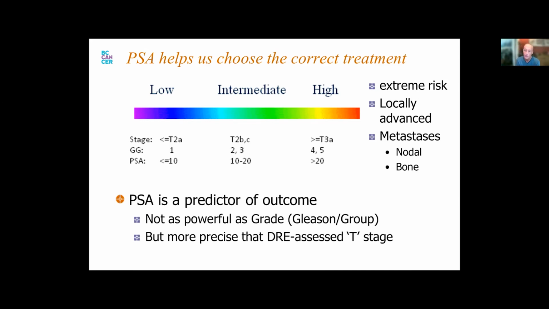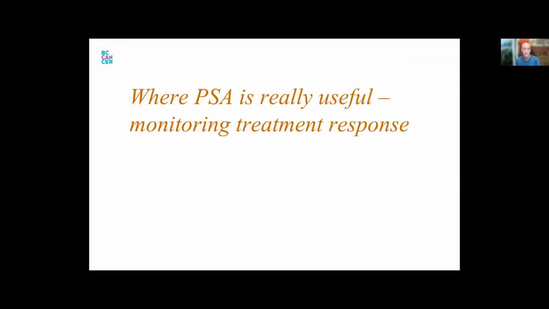It's also a predictor of outcome. It's not as accurate as the grade, which is the most important of the prognostic factors, the Gleason grade, or the group grade as it's now called. And it is better than the digital rectal examination, which is really subjective, even in expert hands. So this is where PSA in my world is really useful.